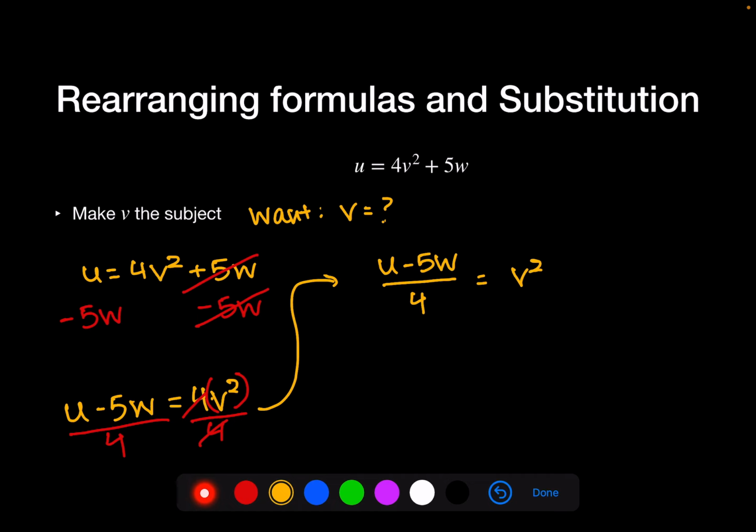Now to get rid of the square, all we have to do is square root both sides. By square rooting both sides, we cancel the square on the right hand side. And remember, whenever you're doing square roots, you have to put down the plus minus sign, just like that. So our final answer, we get that v is simply equal to positive or negative square root of u minus 5w divided by 4. And that is the answer.